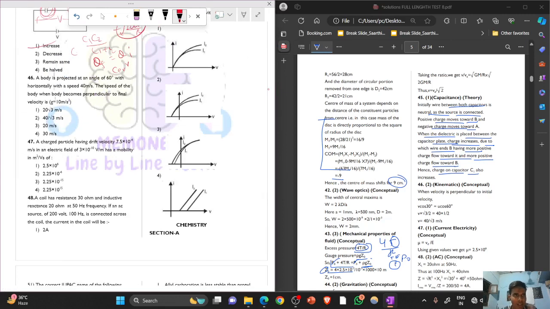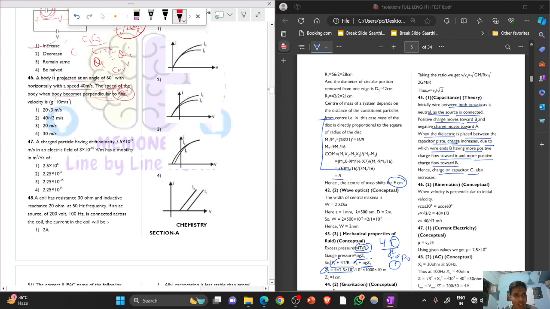Now moving ahead, a body is projected at an angle theta with a horizontal. The speed of the body when it becomes perpendicular to the final velocity. Okay, you just need to understand it is perpendicular to the final velocity. When the body becomes perpendicular to the final, it will not be final, it's initial. The question is wrong.